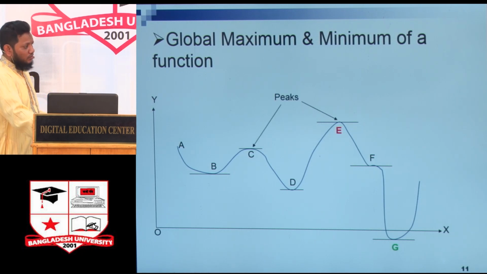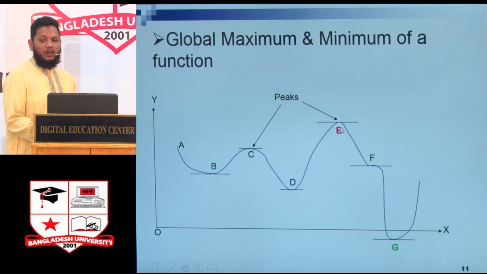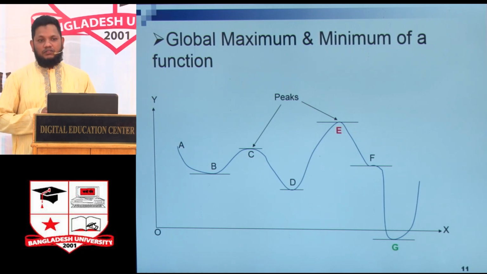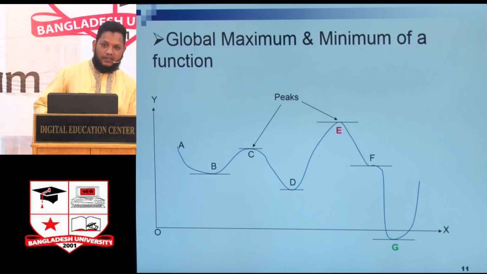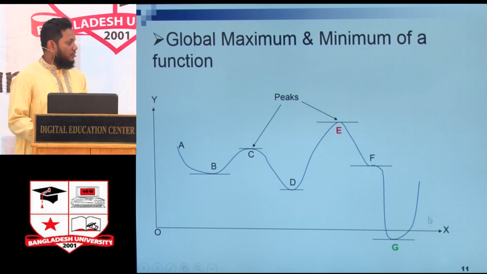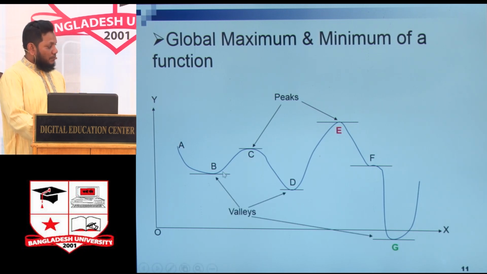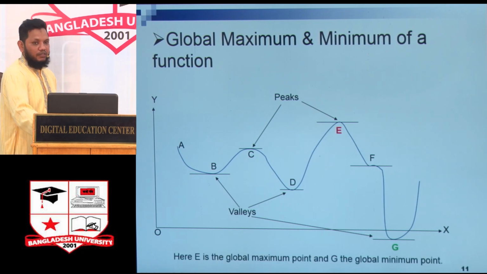Now, there are two peaks, first on C and E. All are known as local maximum. But the maximum of the maximum value will be the global maximum. The maximum of maximum will be global maximum. So here, between C and E, we see this E is known as the global maximum point. And you see there are 3 points, B, D, and G. All are local minimum. But at the point G, the green color, this point is known as the global minimum point.